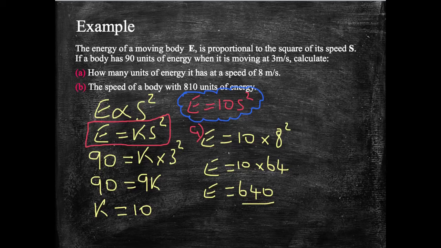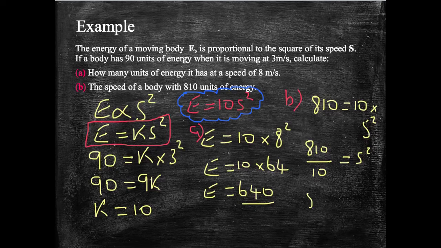Next, part B. Part B says, what is the speed of a body with 810 units of energy? So 810 equals 10 multiplied by s squared. So 810 divided by 10 equals s squared. 81 equals s squared. That must mean that s is equal to 9.